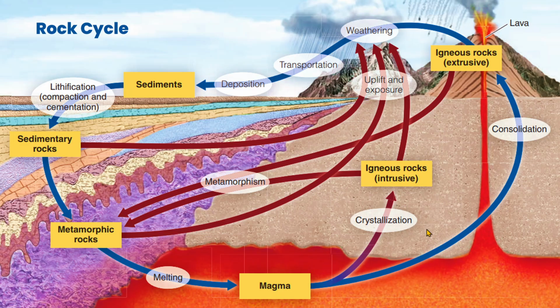Remember that the rock cycle is not a one-way cycle. It means sedimentary rocks can become metamorphic or can become igneous again. Now just remember, all rocks, when they're melted, become igneous rocks. If rocks are formed through compaction and cementation, they become sedimentary rocks. And if rocks are formed through extreme heat and pressure, they become metamorphic rocks.